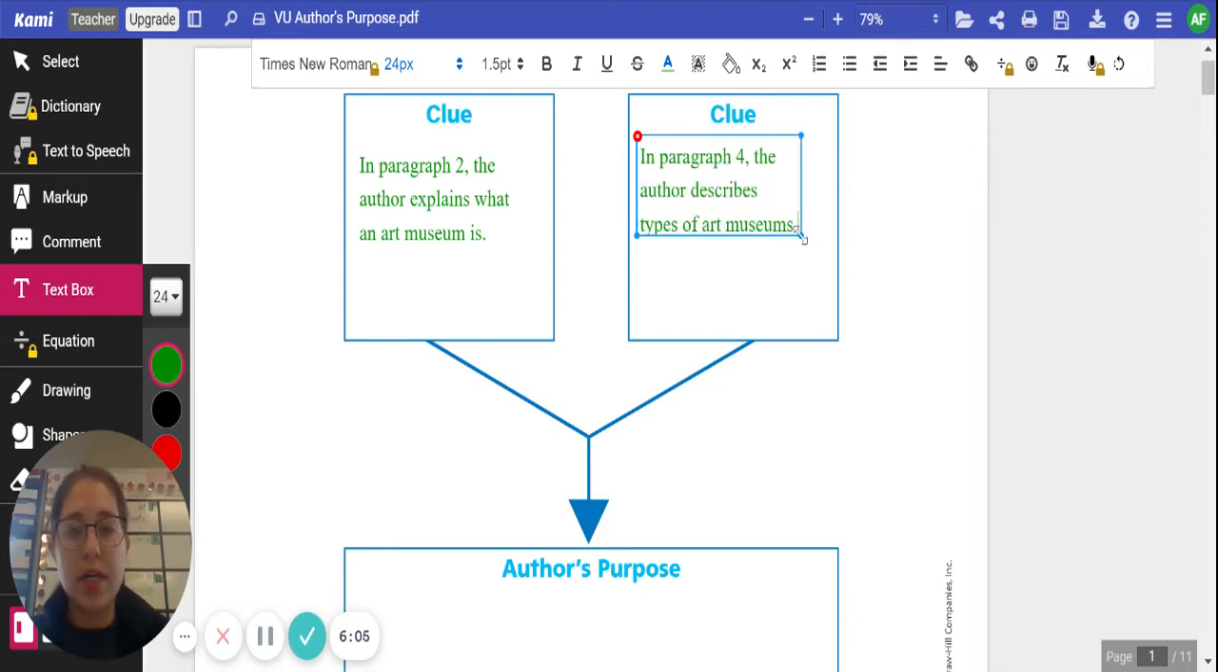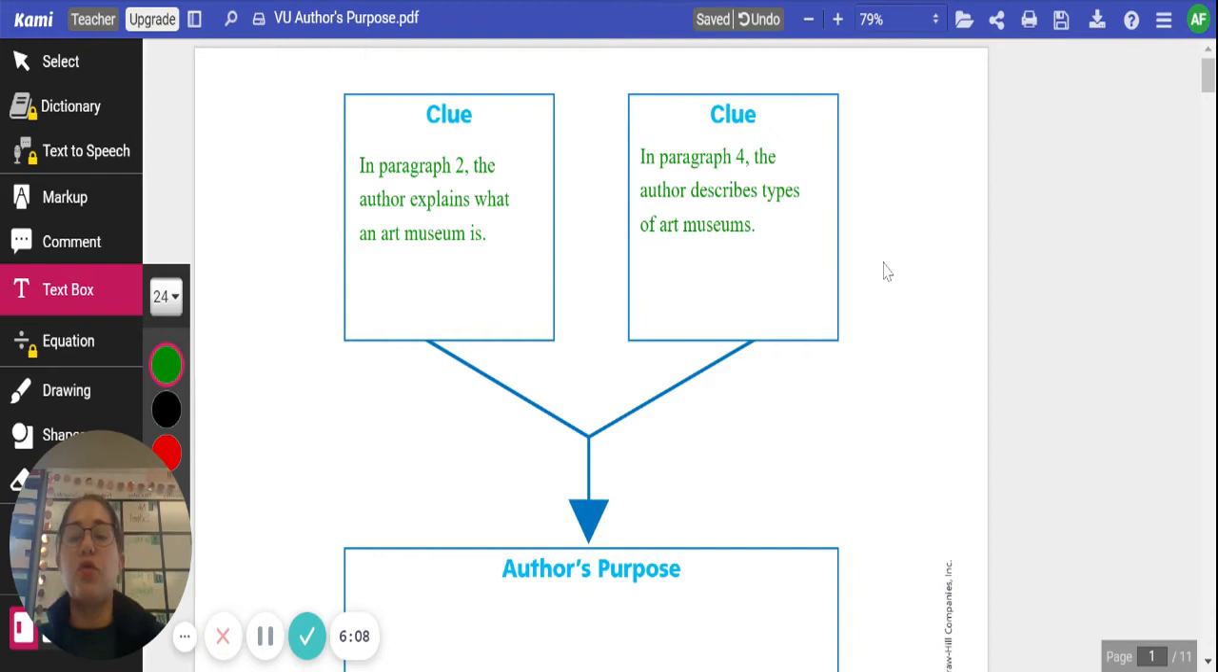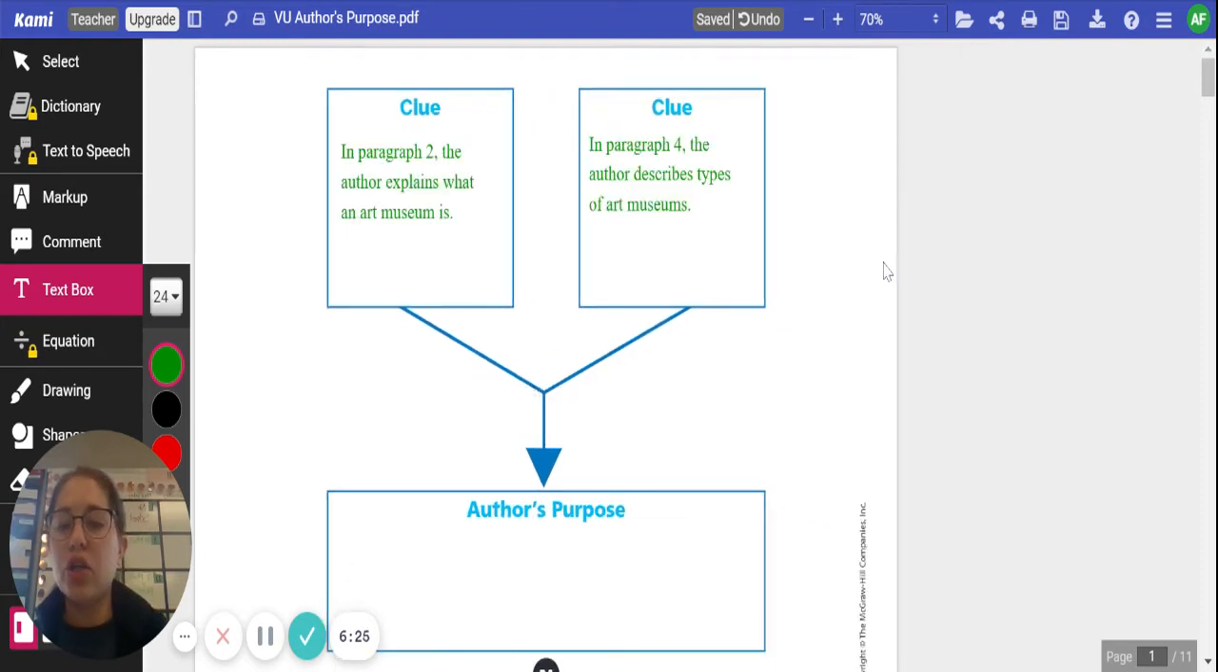Again, if you need to pause it, go ahead and do that so you can get that copy down for clue number 2. Make sure you're writing in complete sentences and make sure you have the proper capitalization and punctuation. So in both of our clues, the capital should be on the I for in, and we need periods at the end.